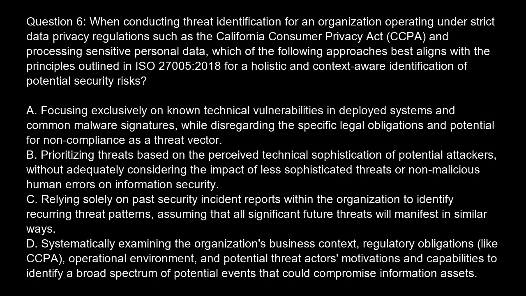Option B. Prioritizing threats based on the perceived technical sophistication of potential attackers, without adequately considering the impact of less sophisticated threats or non-malicious human errors on information security. Option C. Relying solely on past security incident reports within the organization to identify recurring threat patterns, assuming that all significant future threats will manifest in similar ways. Option D. Systematically examining the organization's business context, regulatory obligations, like CCPA, operational environment, and potential threat actors' motivations and capabilities to identify a broad spectrum of potential events that could compromise information assets.